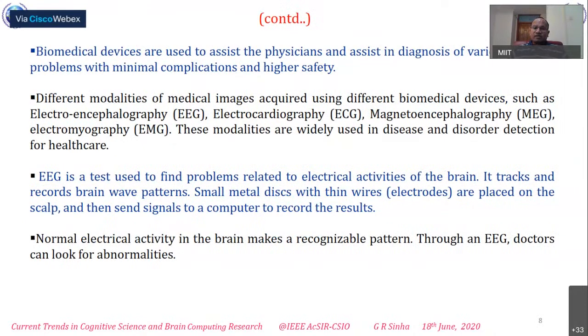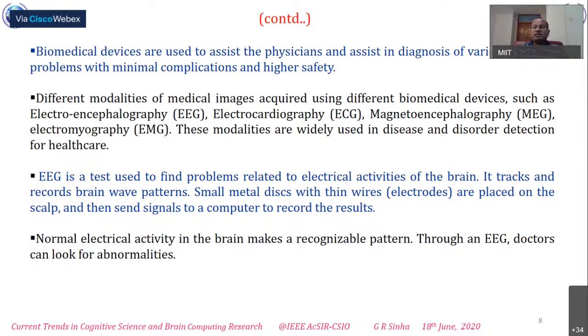Then there are biomedical devices. These days, biomedical devices are there to assist physicians in the diagnosis of various medical problems. These equipments help us capture different modalities of brain signal. The modalities may be EEG, electroencephalography, very popular; electrocardiography, ECG; then magnetoencephalography, MEG; then EMG, and there are many more.